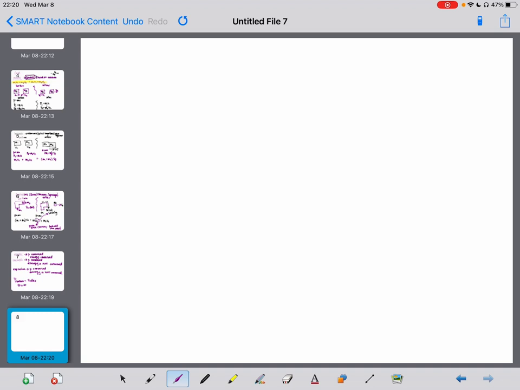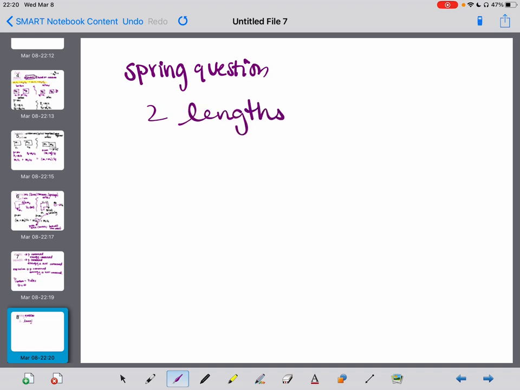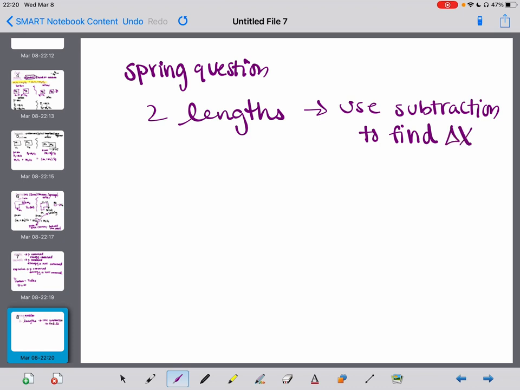Also, if you recall, I told you I was going to do these review questions. If you have a spring question and they give you two lengths, you need to subtract to find the change in distance or the change in elongation or displacement, whatever, or change in length of the spring. Okay, and then you can plug into Fs equals Kx.